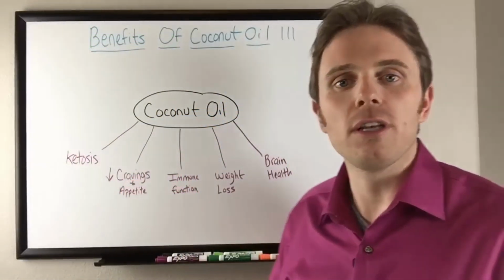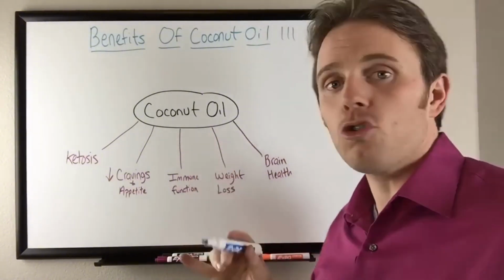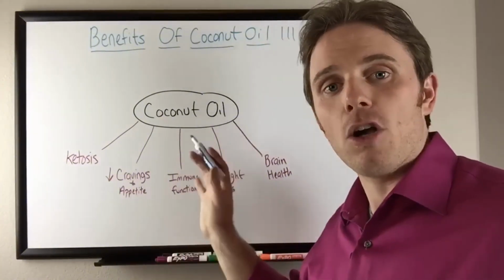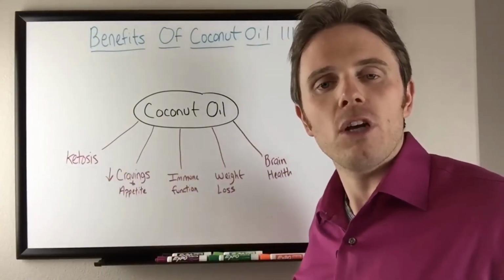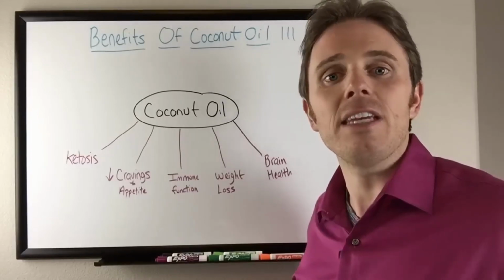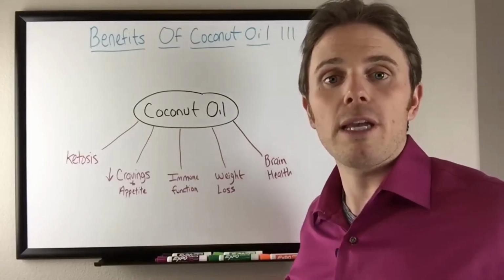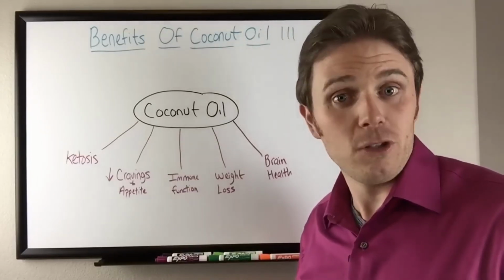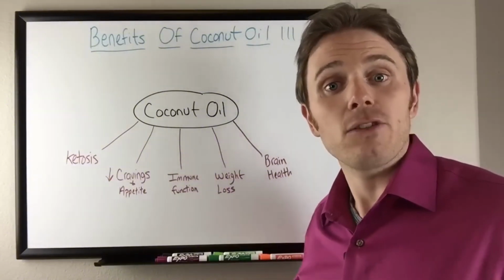Also, immune function. Lauric acid, the 12 carbon fat in the coconut oil, has a lot of immune boosting qualities. This is actually the primary fat that's in mother's breast milk that really helps support the child's immune system and actually acts as an antibacterial.